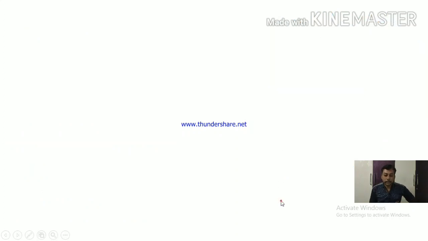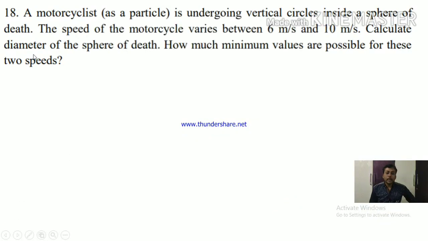Next example is, a motorcyclist as a particle is undergoing vertical circles inside a sphere of death. The speed of the motorcycle varies between 6 meter per second and 10 meter per second. Calculate the diameter of the sphere of death, and how much minimum values are possible for these two speeds. Here again the example of sphere of death is here.